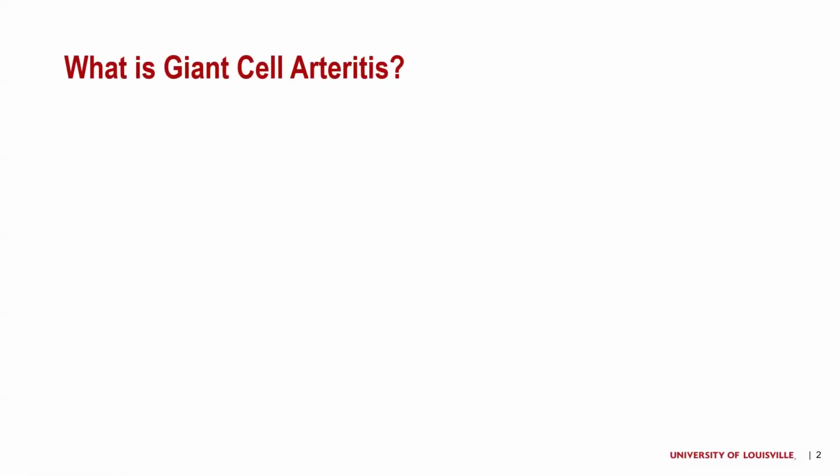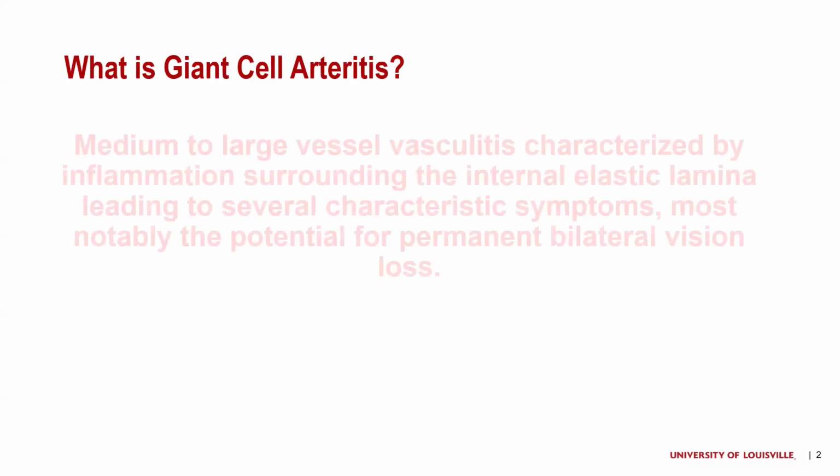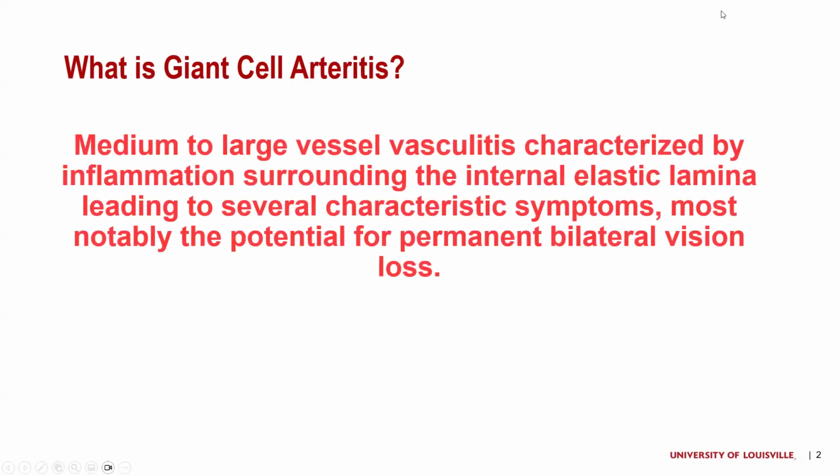To start with something very basic, what is giant cell arteritis? A very general definition: this is a medium to large vessel vasculitis characterized by inflammation surrounding the internal elastic lamina. This inflammation tends to lead to several characteristic symptoms, which we're going to discuss shortly. But the most notable, and probably most feared by providers, is the potential for permanent bilateral vision loss.